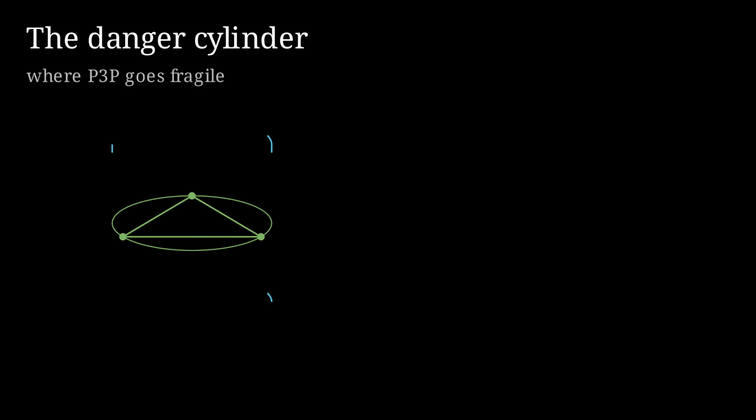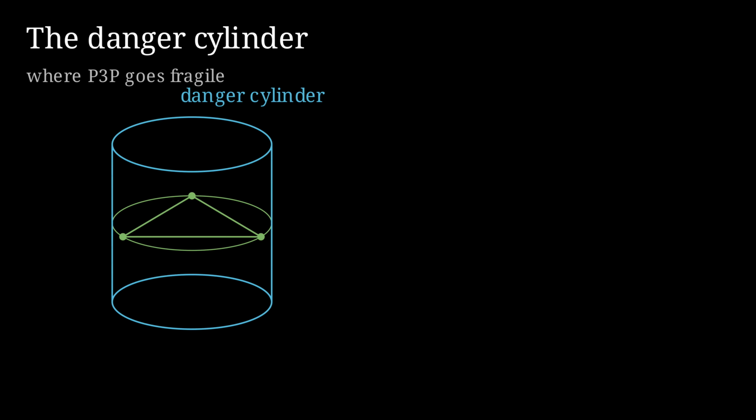Take the circle through our 3 points and extrude it straight up, perpendicular to their plane. An infinite cylinder with the triangle inscribed inside. Old photogrammetry books call it the danger cylinder, and the name is earned. When the camera center sits on that surface, 2 of the quartic's 4 roots collide into a double root.